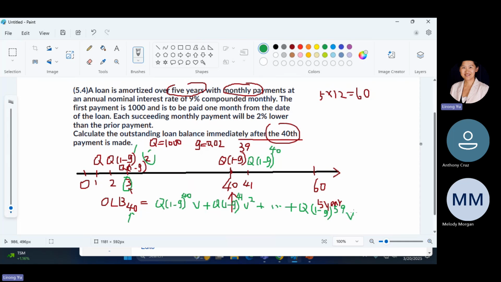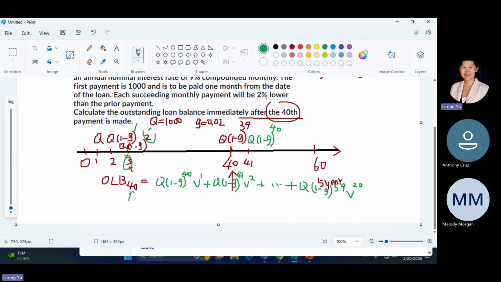We have to discount it back. You see the relation: this is power 1, that's 41 and 2, 40 and 1. So the difference is 39. So we take 59 minus 39, and you get 20. We try to make sure that the orders all match up. Are we okay? And then this is really the total calculation for the outstanding loan balance.